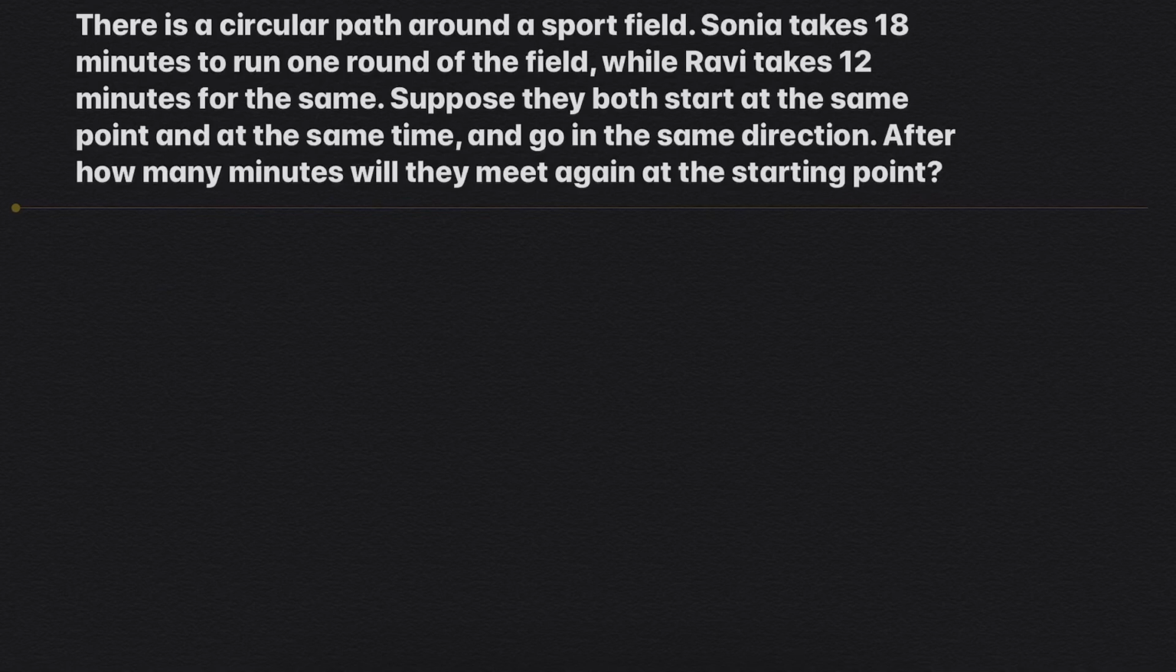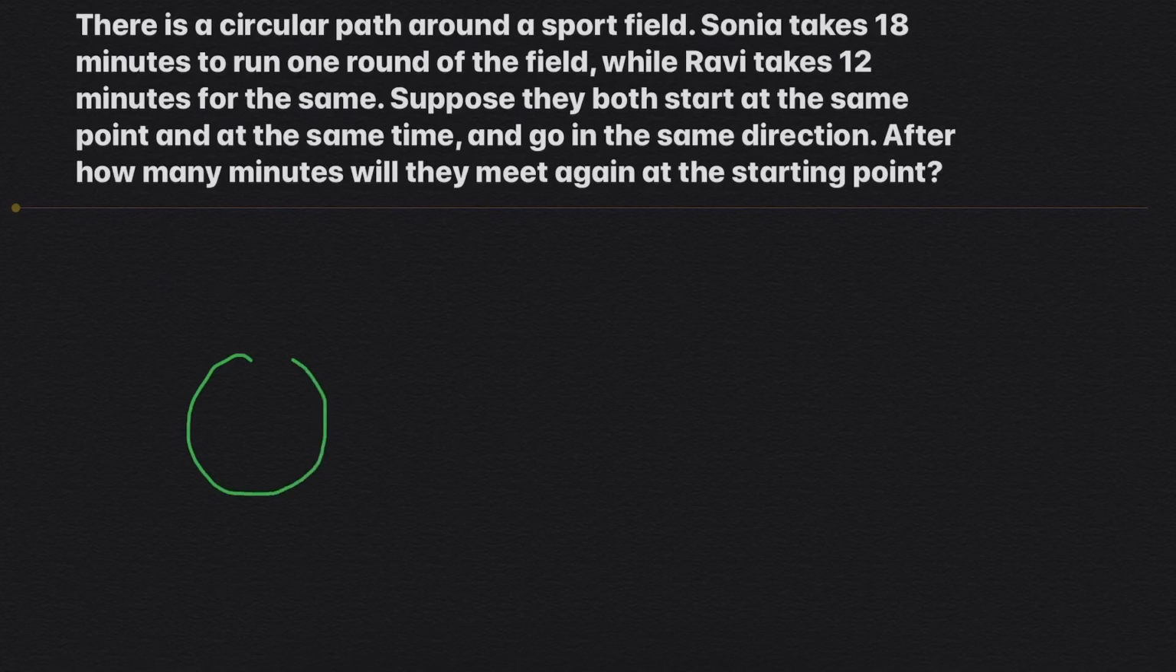There is a circular path around a sport field. Sonia takes 18 minutes to run one round of the field, while Ravi takes 12 minutes for the same. Suppose they both start at the same point at the same time and go in the same direction. After how many minutes will they meet again at the starting point?